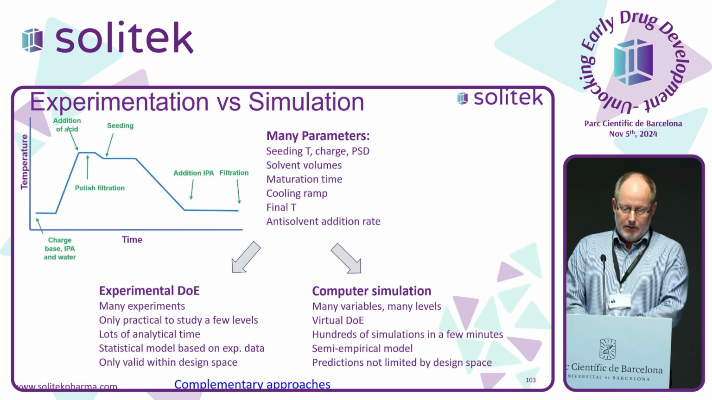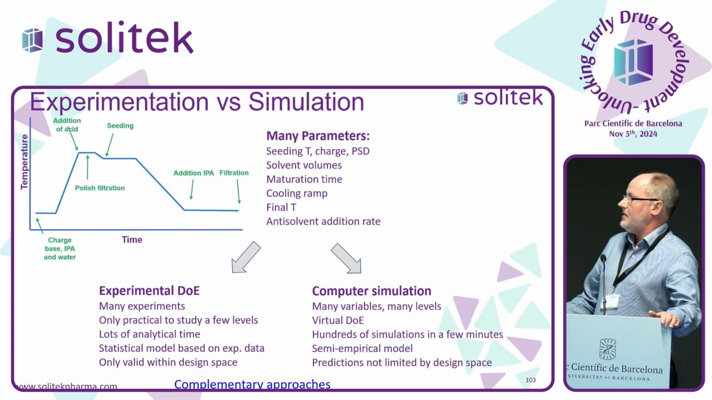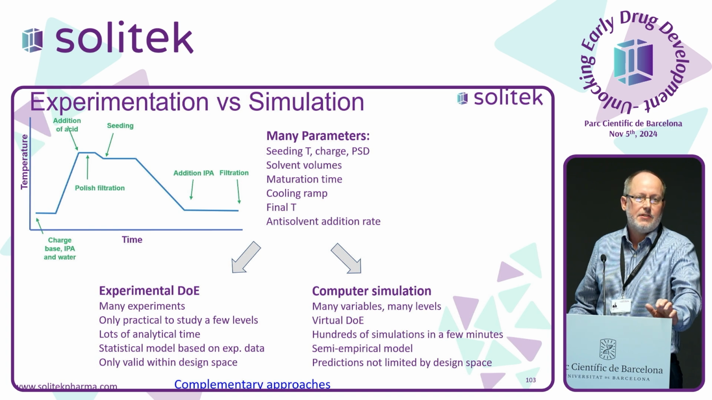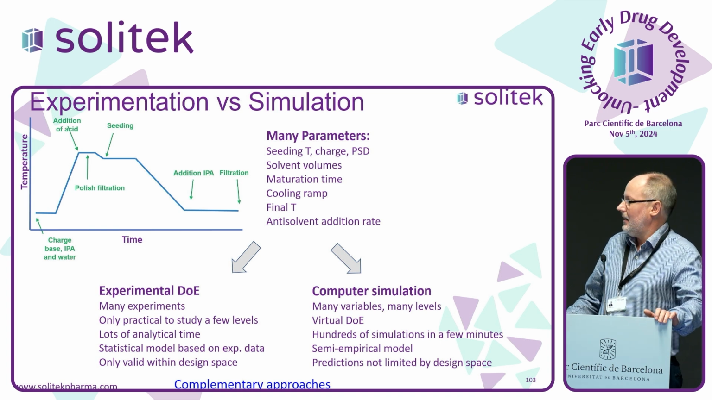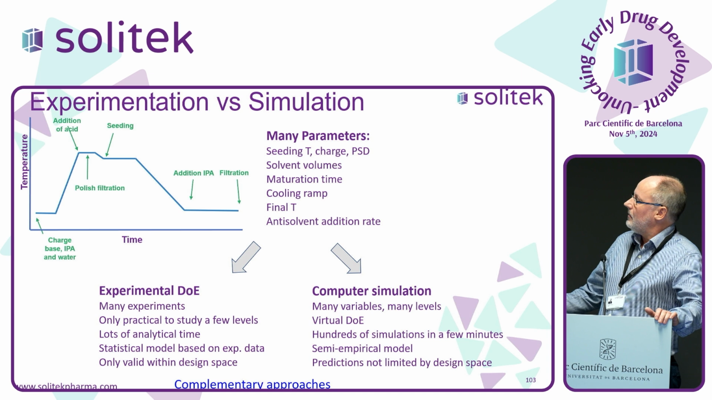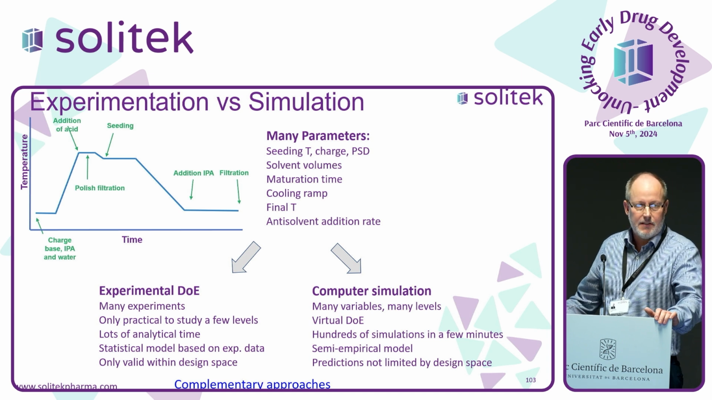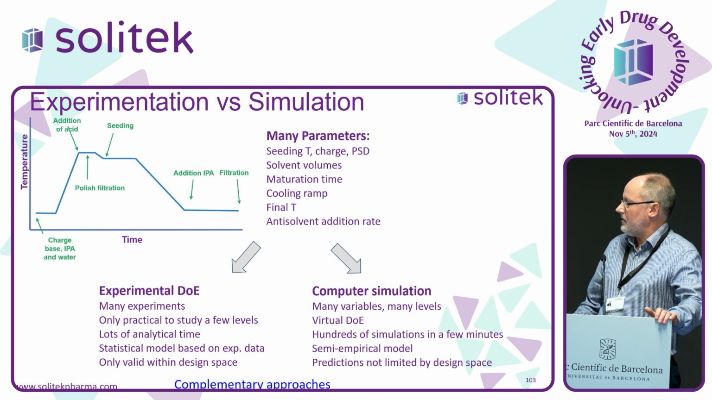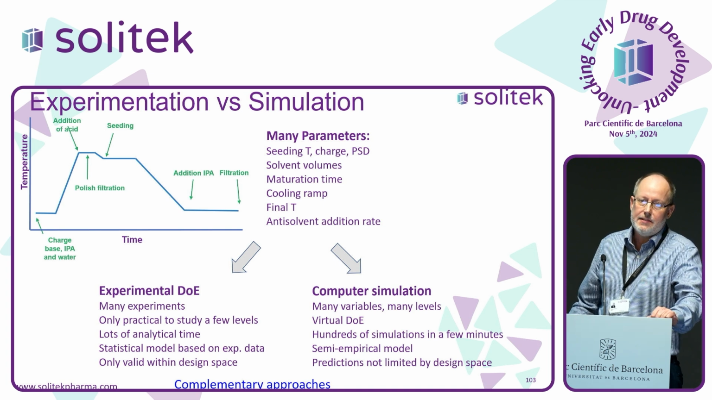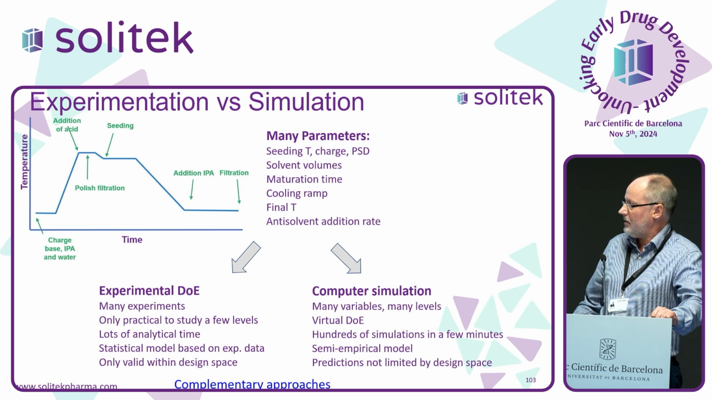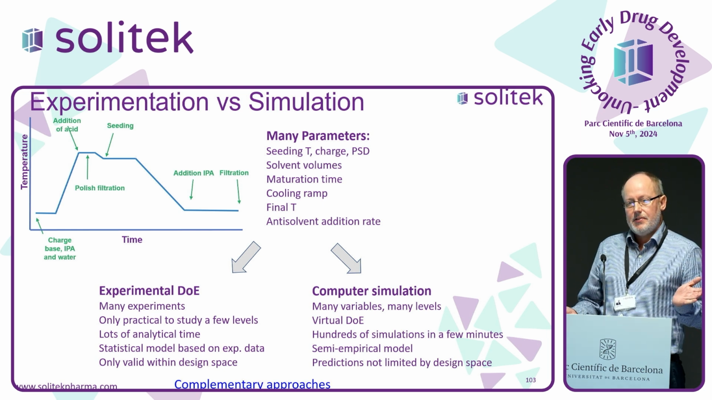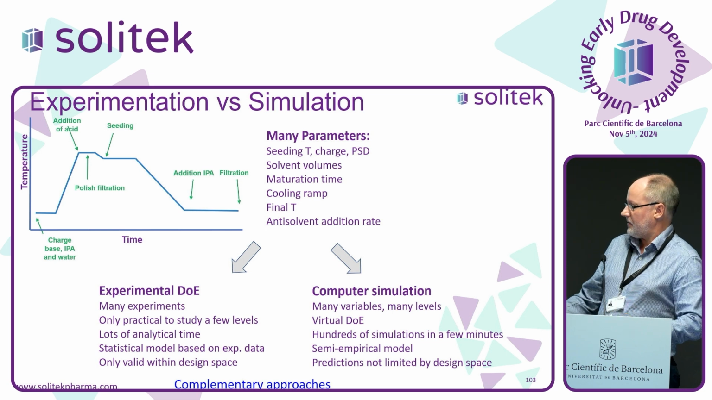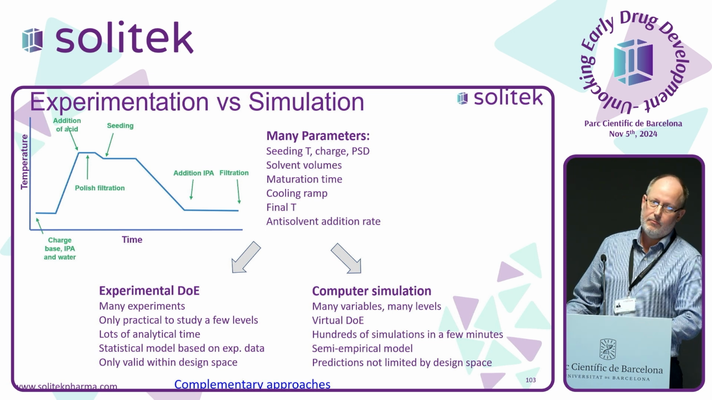Now, we're going to use that for doing some simulation, but before we get into that, let's consider our process again and the factors. There is an alternative. The alternative is a statistical design based on experimentation. Now, the problem with that is you've got lots of factors here. That's a lot of experiments to include in a full statistical design. It would only be practical to analyze these at a few levels. There'll be lots of analysis. But then we'll generate a statistical model based on our experimental data. That's great, which would be valid within our design space.